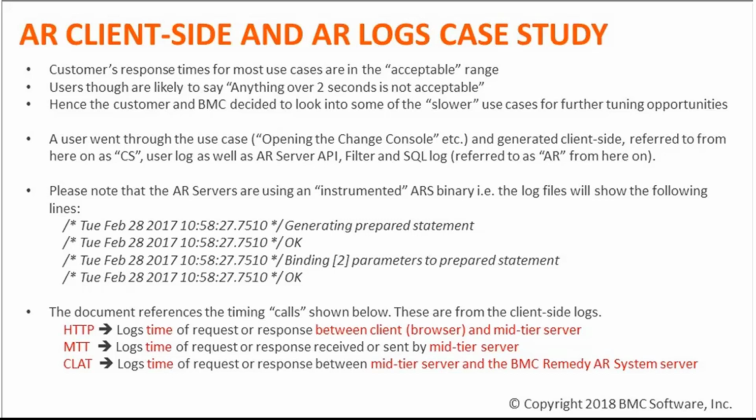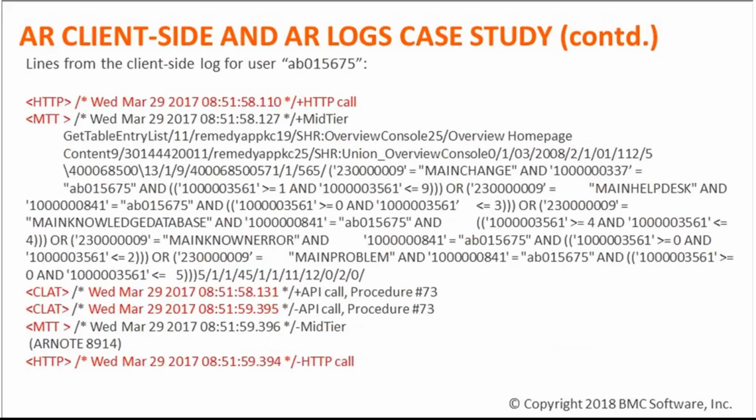The client side log has basically these calls: HTTP, MTT, and CLAT. HTTP call logs the time of request or response between the client, in this case the browser obviously, and the mid-tier. The MTT logs the time spent in the mid-tier, so received or sent back by the mid-tier, and the CLAT is the time spent between the mid-tier and the AR server. So it logs the time when the AR server received the call from the mid-tier, and the time it sent it back to the mid-tier. This was for a user AD something, and this was the client-side logs file.